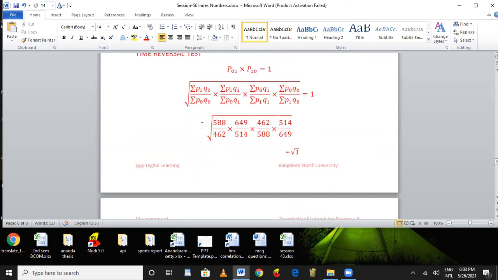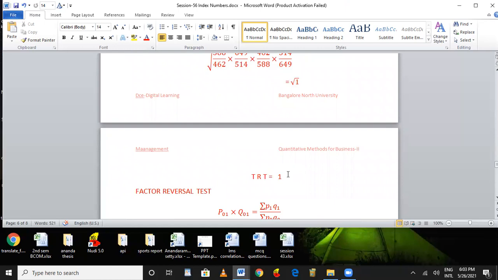Now we substitute in the formula: 588, 649, 462, 514 in the numerator, and 462, 514, 588, 649 in the denominator. Here 588 gets cancelled, 649 gets cancelled, 462 gets cancelled, 514 is cancelled. Everything in the root gets cancelled. The remainder is equal to 1. The square root of 1 is equal to 1.